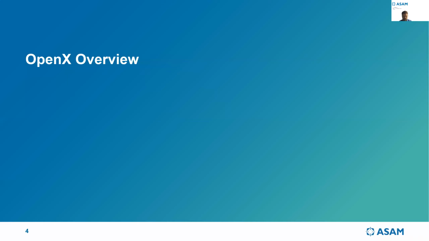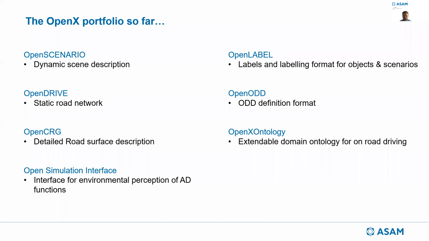Okay, so first of all, for today, I want to talk a bit about the current OpenX portfolio at ASAM. Just a few minutes. That is the current portfolio of the OpenX standards that are currently under development or have been released. The first standard here is OpenSCENARIO, which was released in March as 1.0. That is about the dynamic scene description and scenario description. There are currently two further development projects running about OpenSCENARIO. Then, of course, we have OpenDRIVE, where you will learn more today. Then OpenCRG, which I will touch on today: it's a detailed road surface description format that comes with a C API and a MATLAB API.